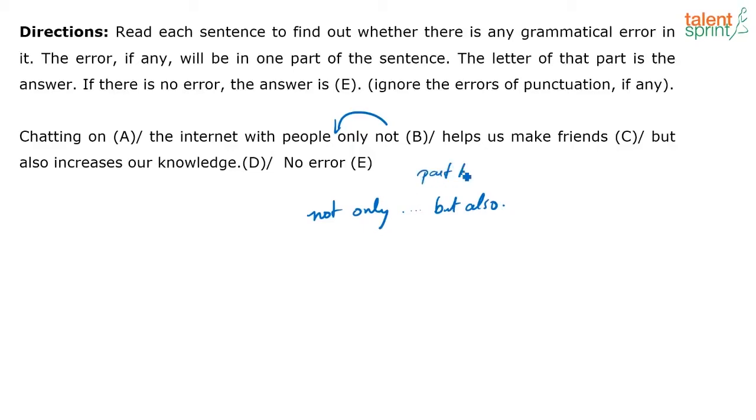Part B is where the error is. I just interchange not and bring it before only to maintain the correlative conjunction: not only but also. Chatting on the internet with people not only helps us make friends, but also increases our knowledge. So the errors that we've looked at so far are pertaining to word order.